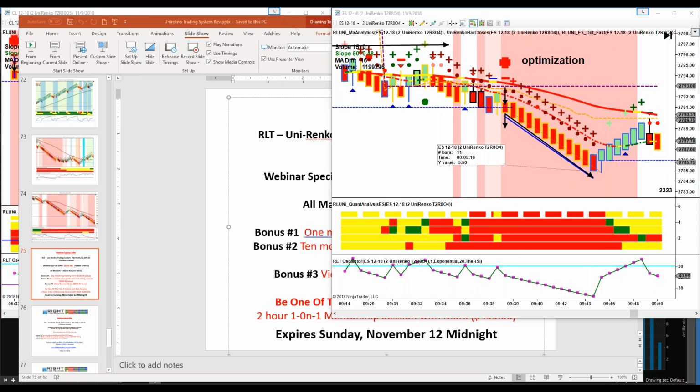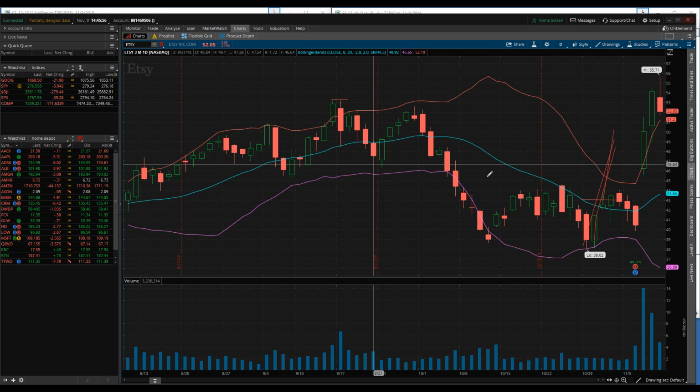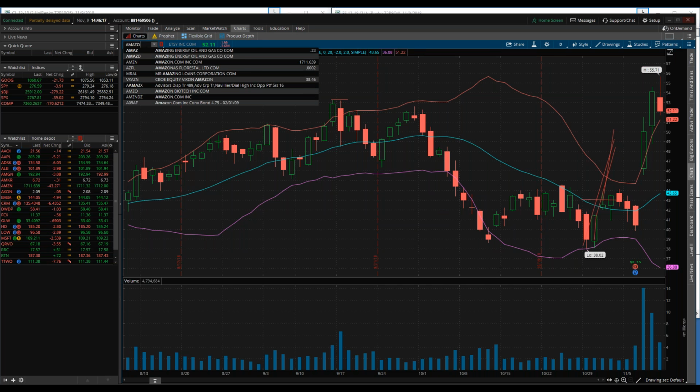Now, here's my Thinkorswim. I teach off of it sometimes, but I don't have any complex indicators because I use my own. And that's really the reason. Like, I gave a webinar about my favorite stocks. I like Etsy. I like Amazon because of the fact that retail sales are going to be so high.